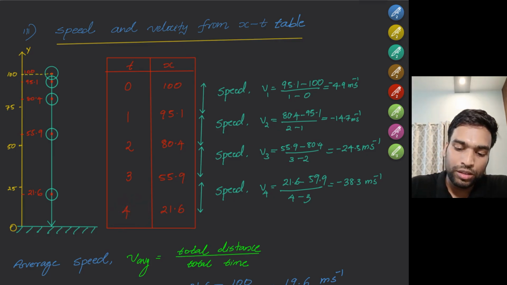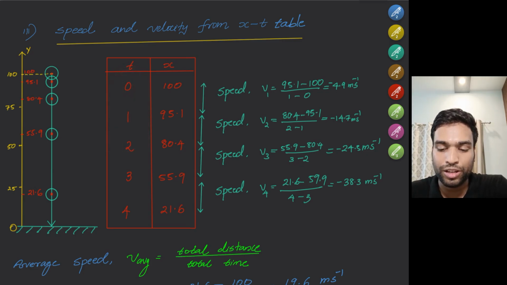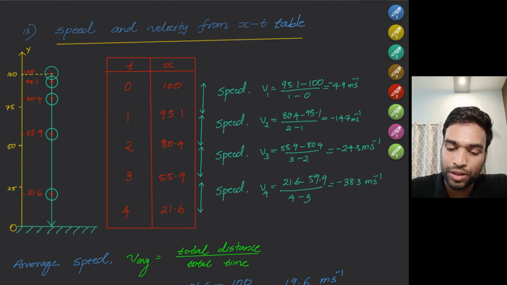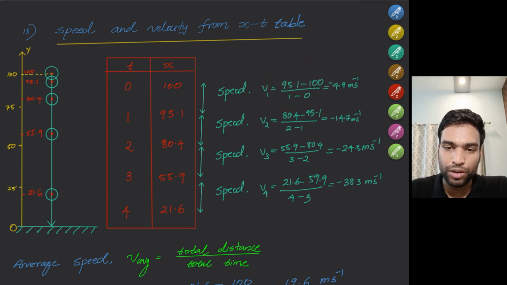Now for all these time intervals, you can find individual or corresponding speeds. So speed for this 0 to 1 time duration is v1 equal to 95.1 minus 100 divided by 1 minus 0, distance covered divided by time duration. So we are getting negative 4.9 meter per second. Why negative? It's going downward, correct? All right.